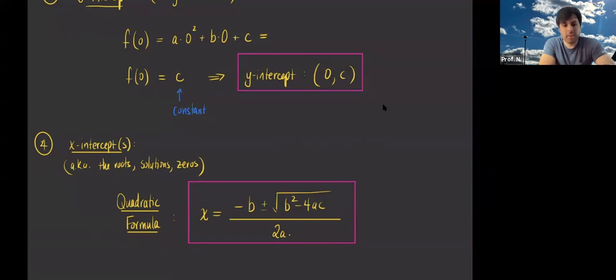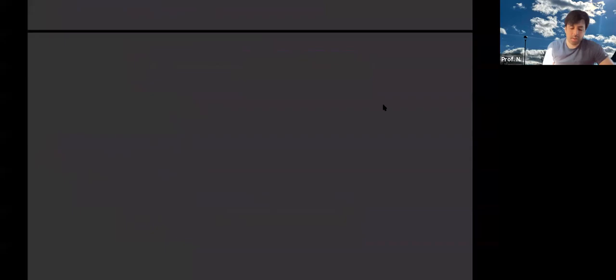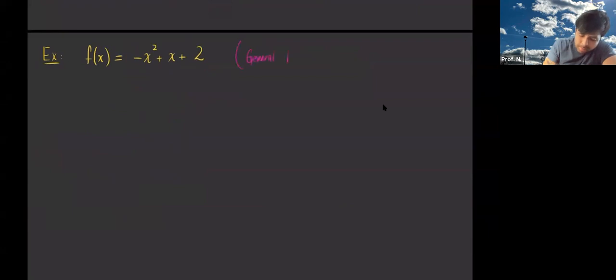So let's see this in action, okay? Now that we have this kind of information, I'm going to give you a specific function that's quadratic. It's going to look like this: negative x squared plus x plus 2. So the first thing, when I'm given this, is my general form. This is my general form of a quadratic.